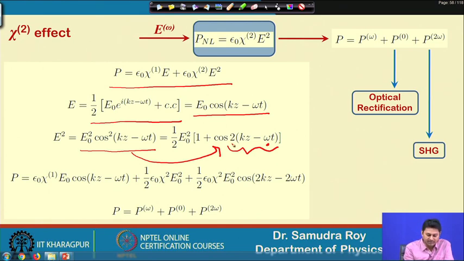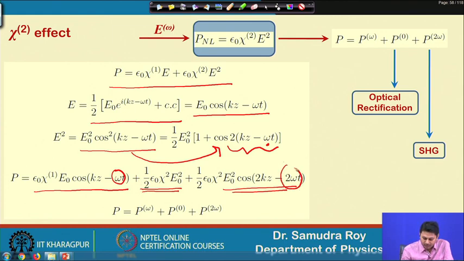Now, when I put this E square into my final mother equation, which is P equal to epsilon 0 chi 1 E plus epsilon 0 chi 2 E square, it simply gives the first term, epsilon 0 chi 1 multiplied by E 0 cos theta, and the second term is whatever we have derived here. If I separate out these terms, you will find in P there are 3 components. One component has frequency omega, another component has no frequency component omega at all, so this is a 0 frequency component, and another component has frequency 2 omega. So, these 3 components contain 3 different frequencies.